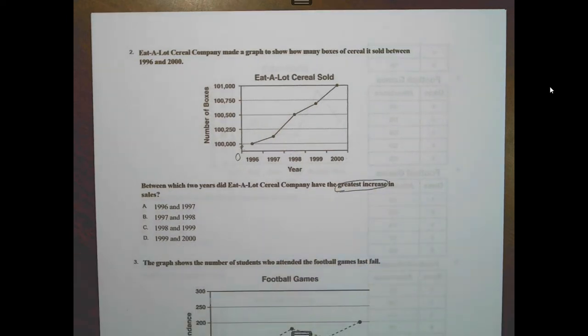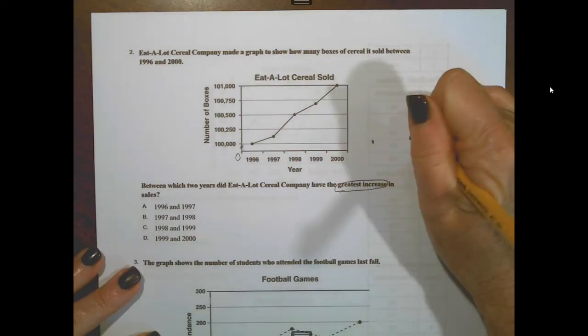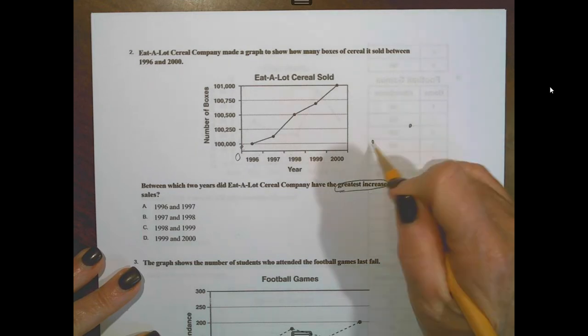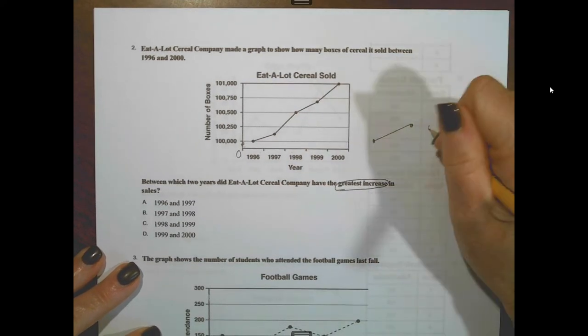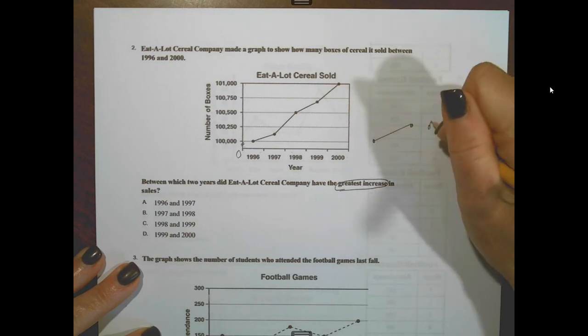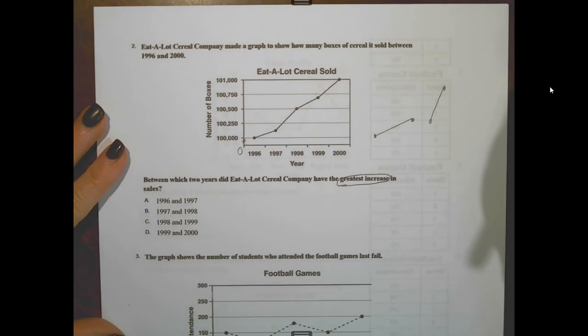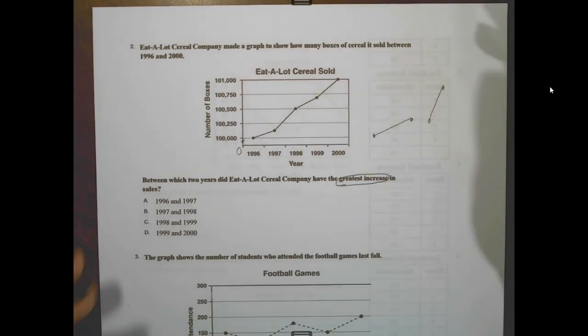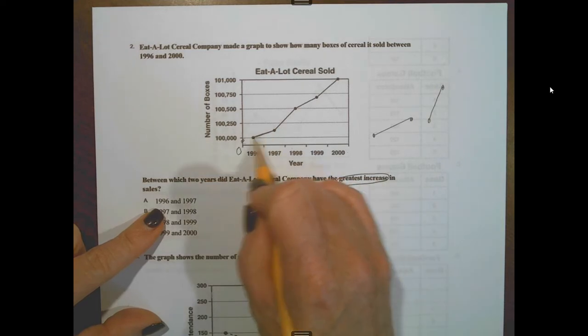Now, this one is an example of where we really have to understand line slope. All right, so increase is where we go from a data point on the left to a data point on the right, and we're going upwards. All right, the steeper and longer the line, the greater the increase. All right, we talked about that. We had a whole lesson on this. So when I look at 96 to 97, I'm looking at this line right here.